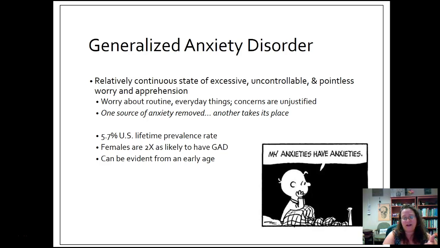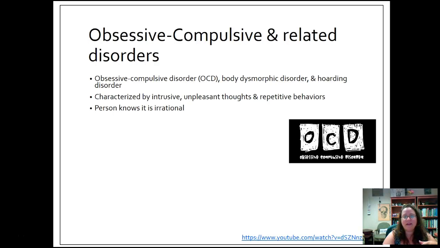So Charlie Brown is someone who probably was diagnosable with generalized anxiety disorder. So you can see these worries come out with these little kids very, very early on. But you can develop generalized anxiety disorder anytime throughout the lifespan. All right, this brings us into our second category of disorders.